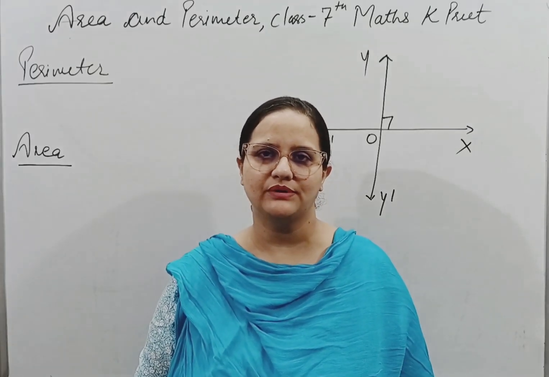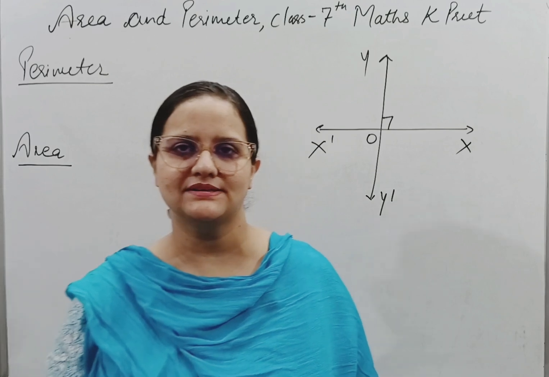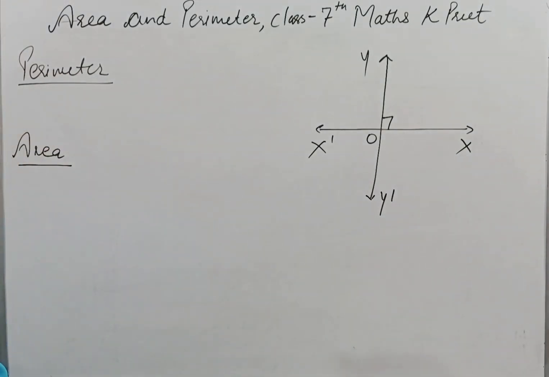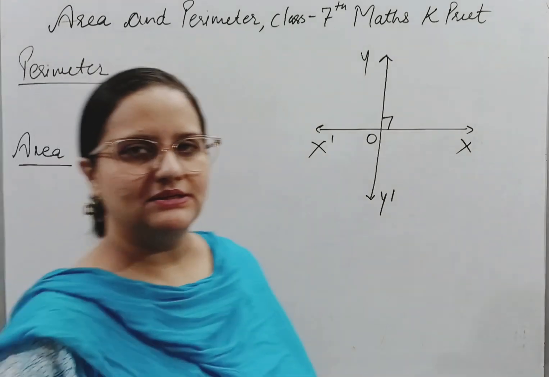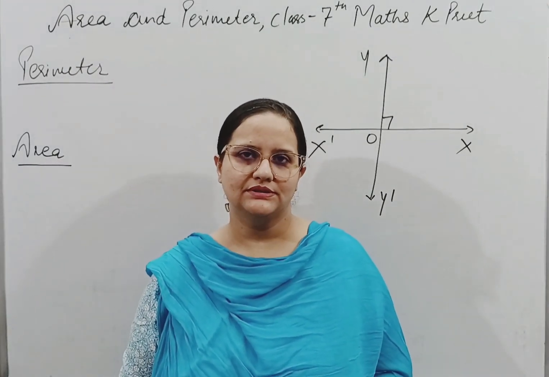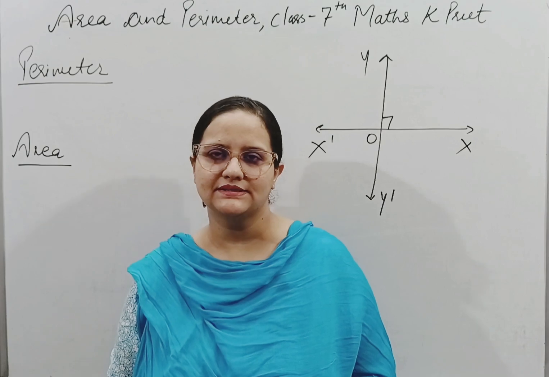Today we are taking the topic area and perimeter from grade 7, and the chapter number is the 11th chapter. The book I am following is again NCERT. So we will learn about area and perimeters of certain figures according to the syllabus of grade 7.